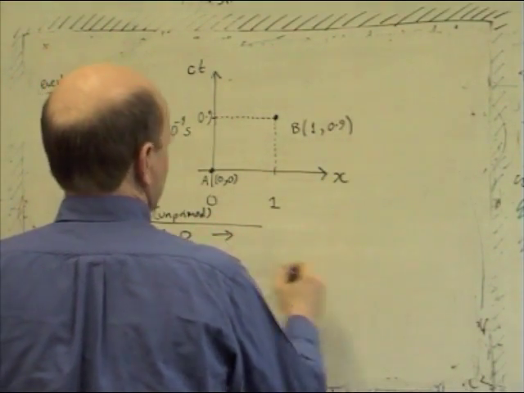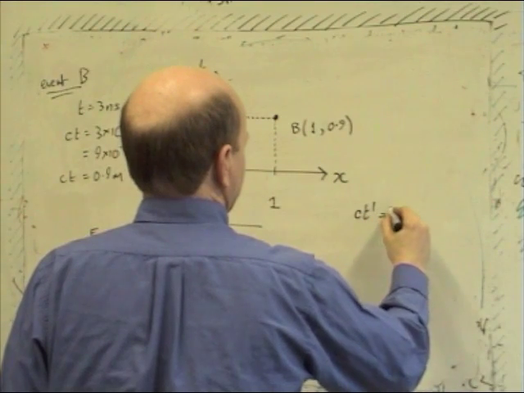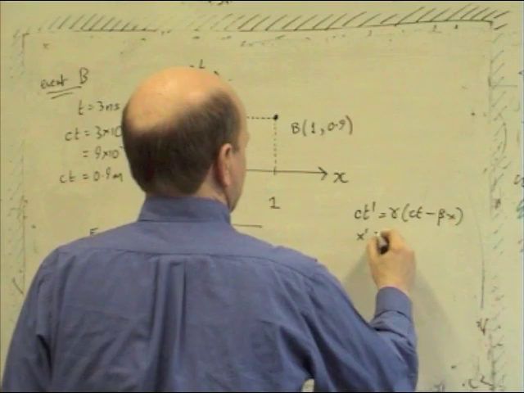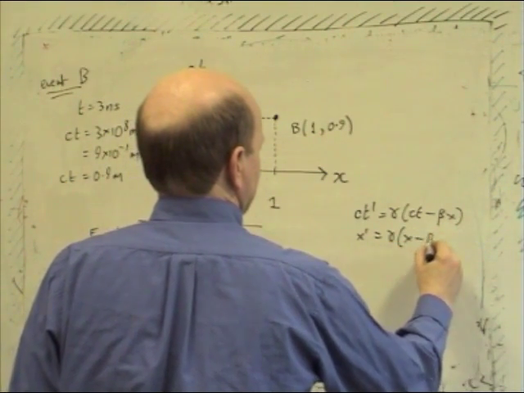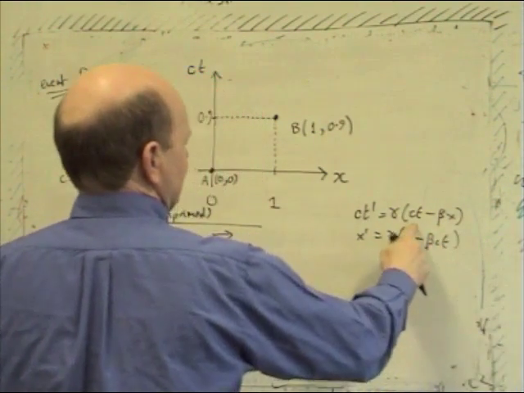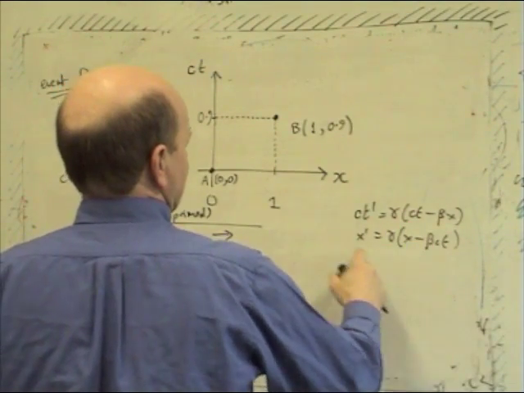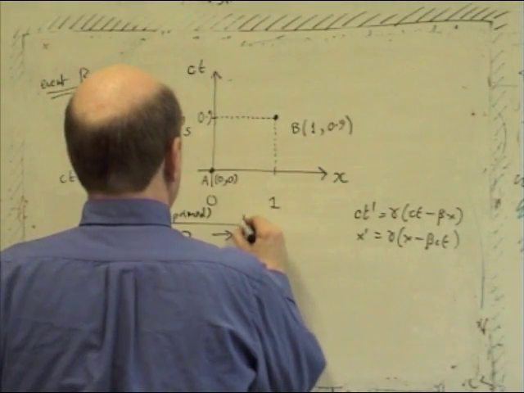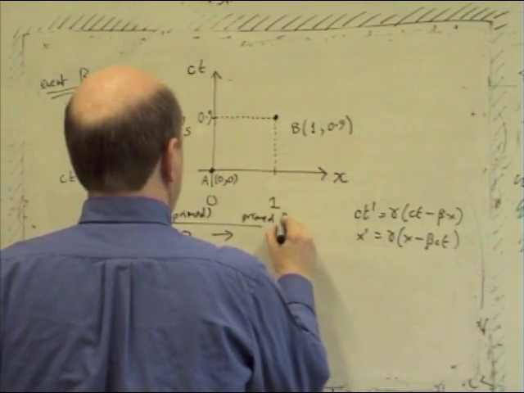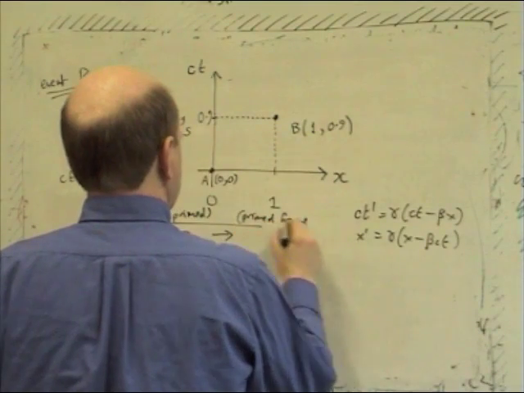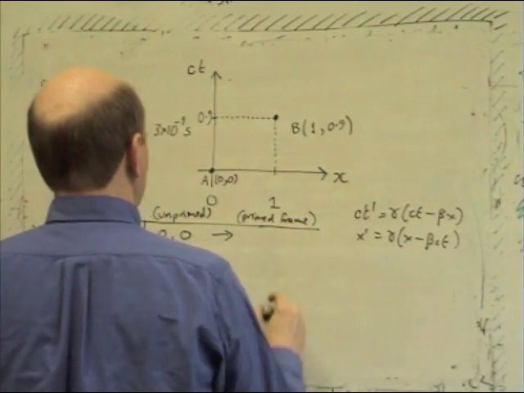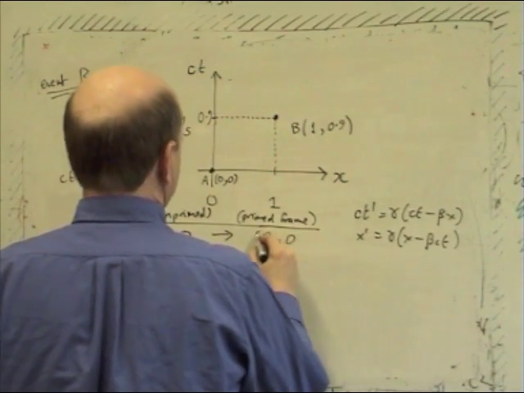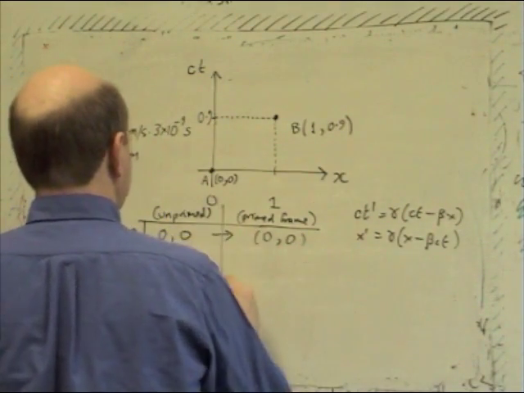Now the Lorentz transformations are this: ct' equals gamma times (ct minus beta x), and x' equals gamma times (x minus beta ct). So if x and ct are both 0, then x' and ct' are both 0 as well. So in the primed frame, the x' and ct' coordinates are still 0, 0. Right? And these are Lorentz transformations.